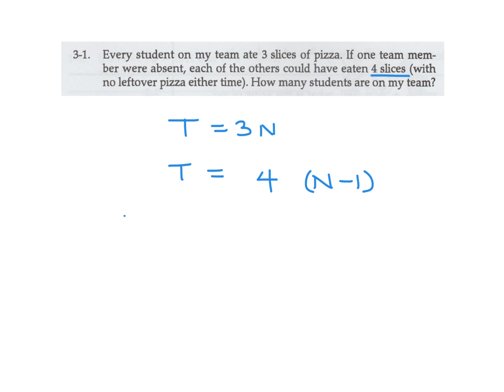So therefore you set these two equal to each other, since t is equal to 3n and t is also equal to 4(n minus 1). So 3n is equal to 4n minus 4. So therefore 4 is equal to n. And that is the answer. 4 is the number of students on the team.